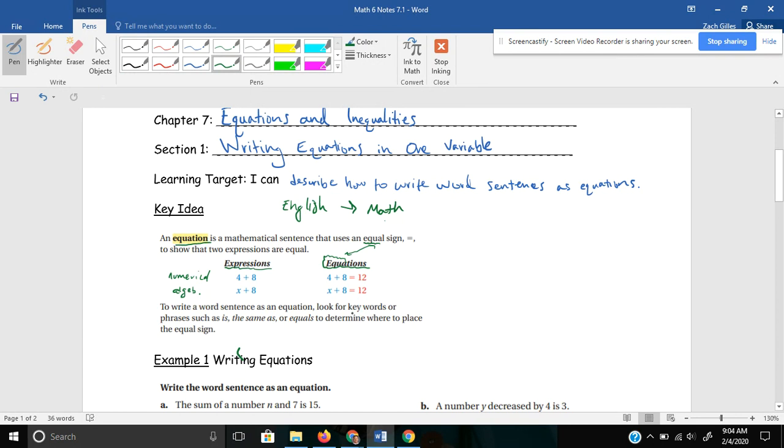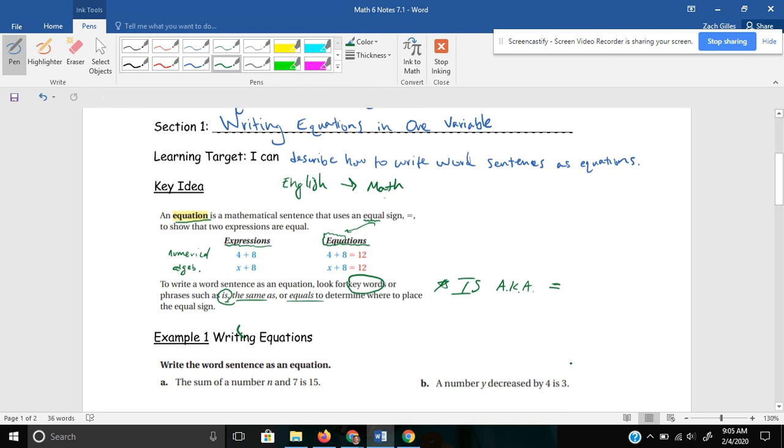To write an equation, we're going to look for keywords or phrases such as is, the same, or equals to determine where to place your equal sign. This is one of the most common, all right? I would write this one in. Is, in a word problem, is basically saying equals. It's a big hint there, okay?